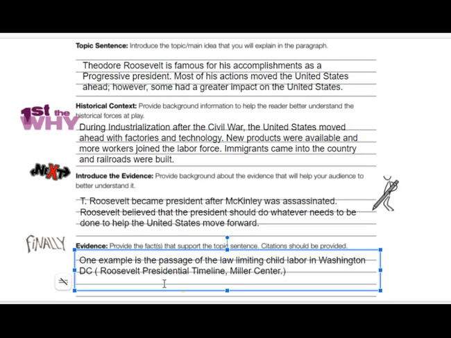One example is passage of the law limiting child labor in Washington, D.C. Child labor was a problem during industrialization. That's when, remember, you go to the factories and had all those little kids working at coal mines and in sweatshops, doing things that were very, very unhealthy, and they weren't going to school. Child labor was a problem during industrialization as children were working in poor conditions and not going to school, right?